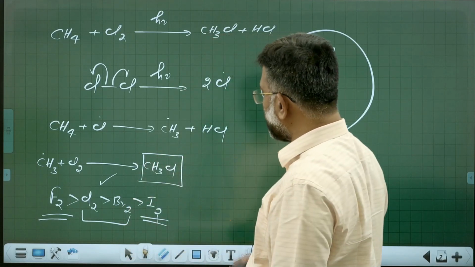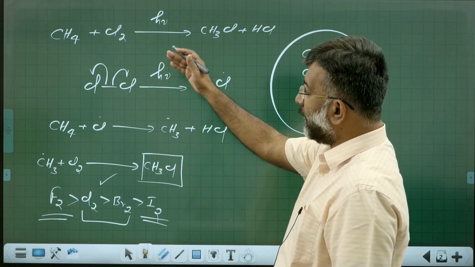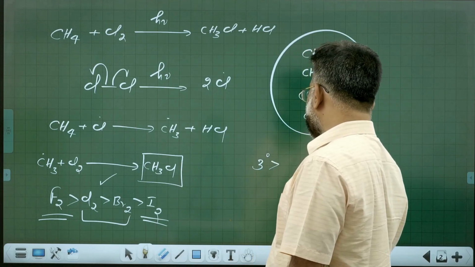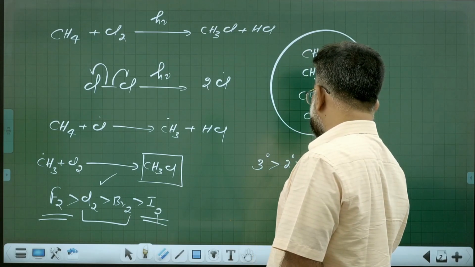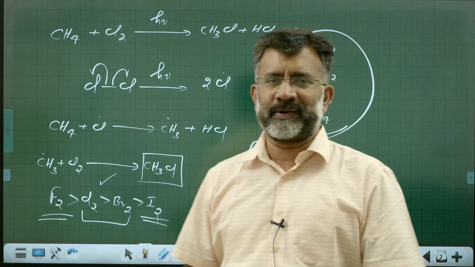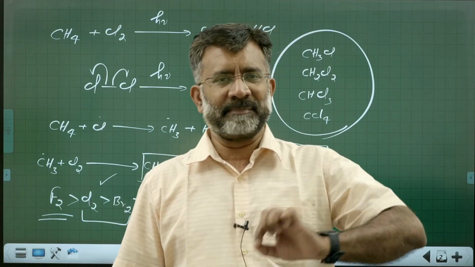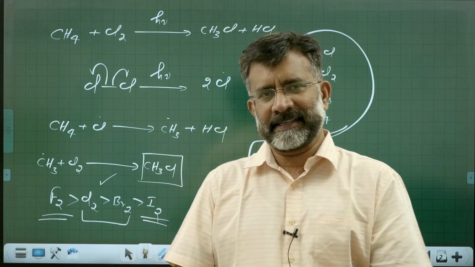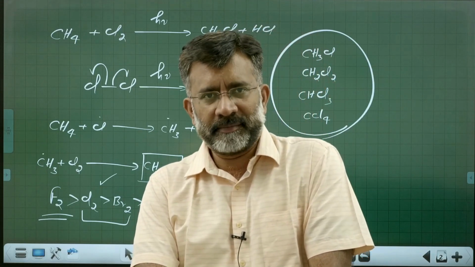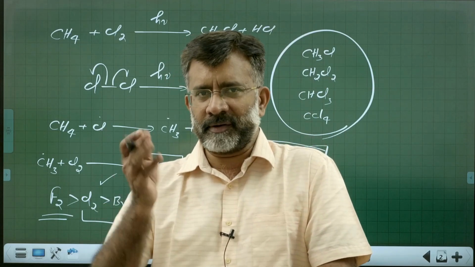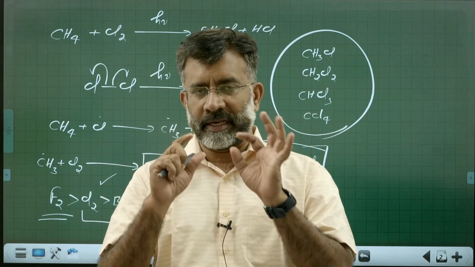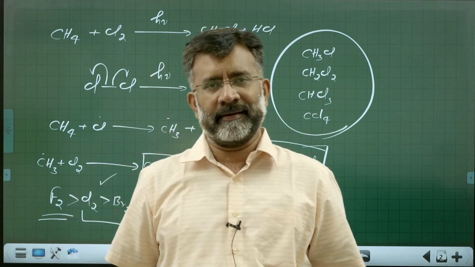And what will be the order of attack on a hydrocarbon? If you take a bigger hydrocarbon, a tertiary hydrogen is attacked first, then secondary, then primary. The order of reactivity will be tertiary, secondary, primary. The order of reactivity of halogens will be fluorine, chlorine, bromine, iodine. Hardly do we talk about fluorine and iodine. Normally we talk about chlorine and bromine.